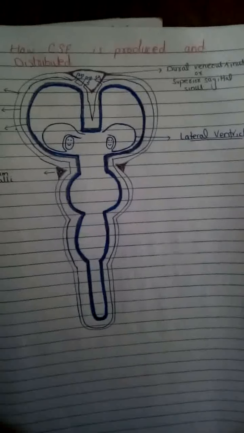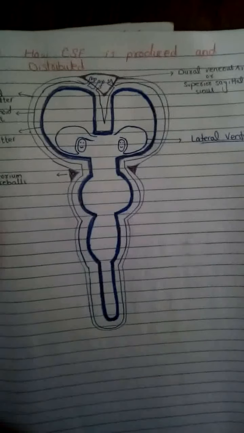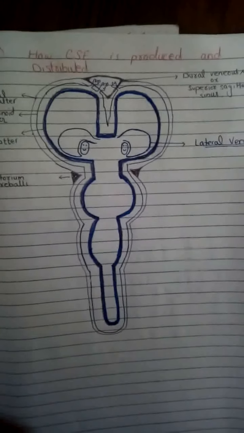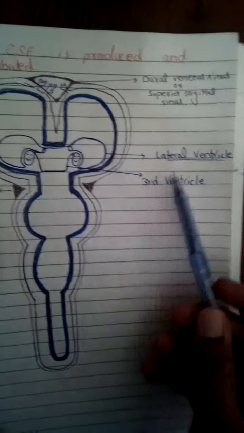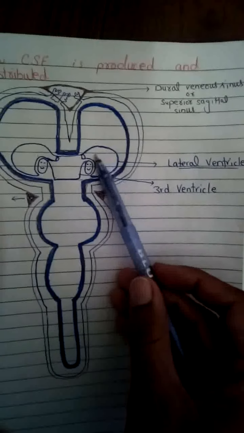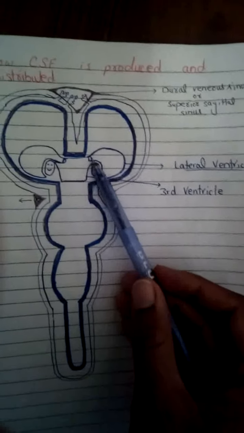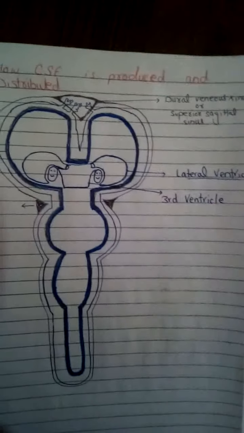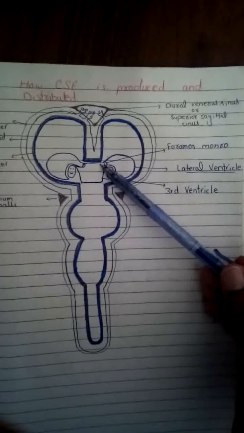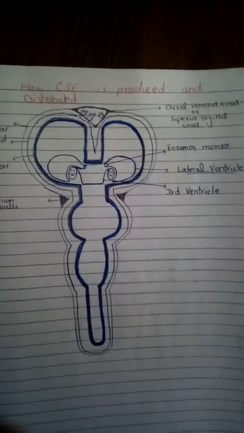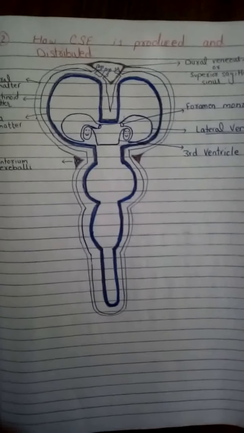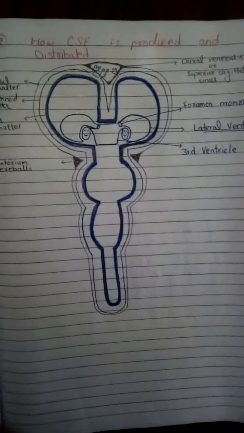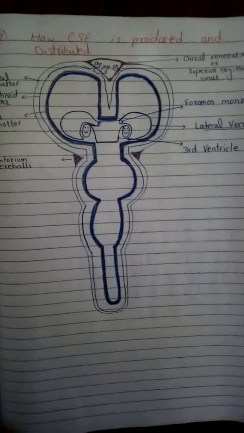Between the thalami there is also another fluid-filled cavity, which is called the third ventricle. This is the third ventricle. The lateral ventricle opens into the third ventricle via a foramen called the foramen of Monro. These openings are called the foramen of Monro. The roof of the third ventricle has a tube-like cavity called the cerebral aqueduct, or cavity of the midbrain.